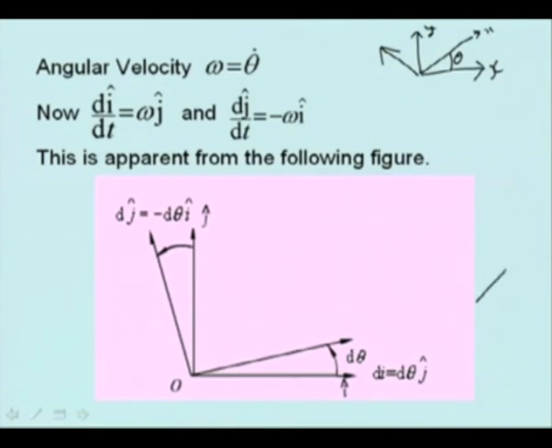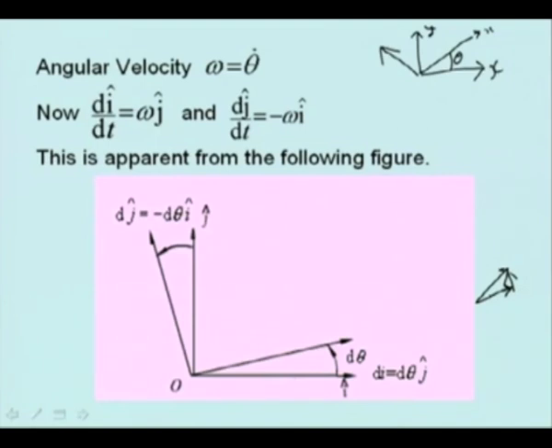So, if this is the vector after d theta time and this is the vector before, their difference is indicated by another vector, and its magnitude will be equal to d theta. It will be in the j direction, because in the limit d theta tends to 0, di approaches the j direction. Therefore, if we differentiate di with time, we get d theta by dt, that is omega, times j.